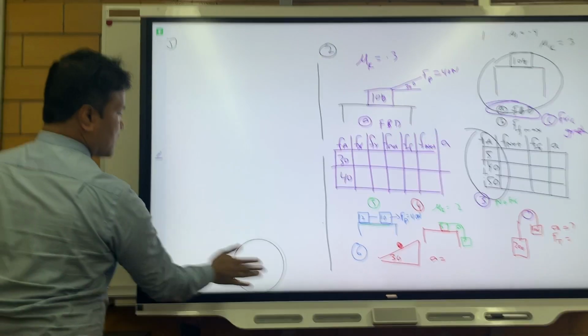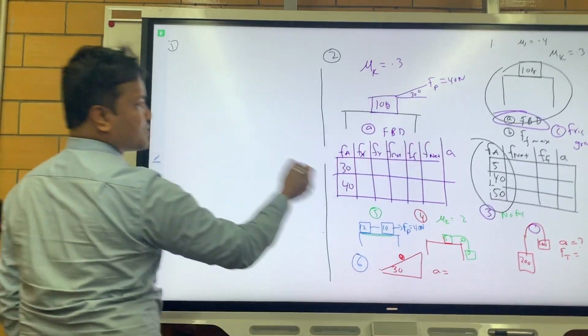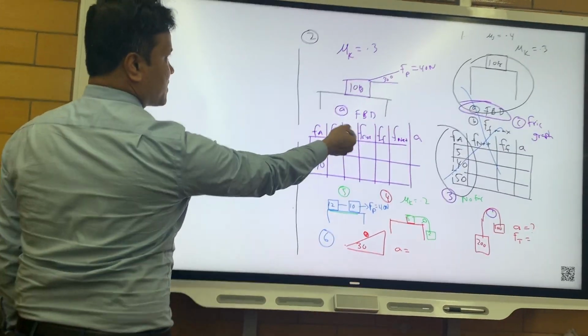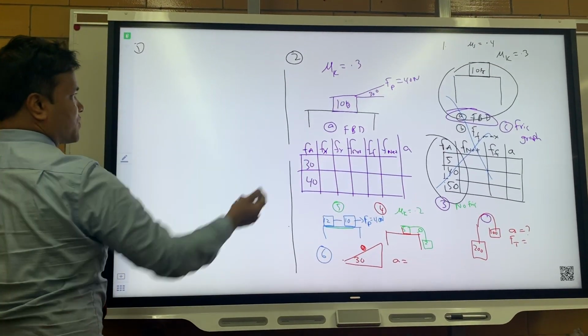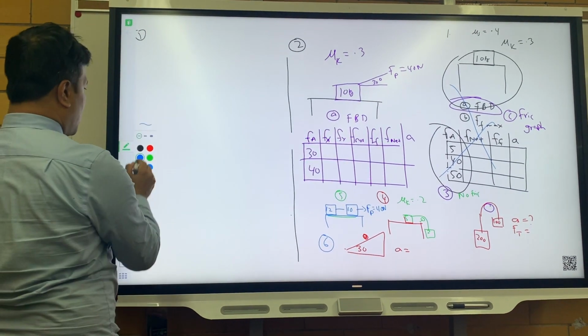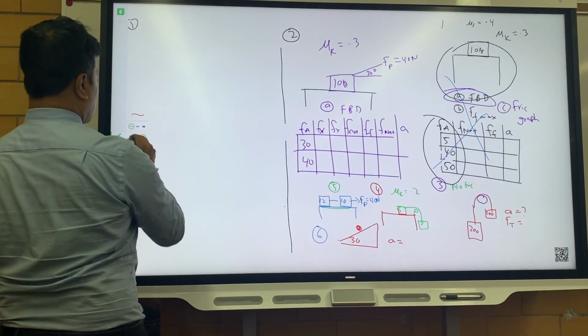So now we're going to do problem number 2. We're done with this one, now we're going to do this one. This one is so close, so I'm going to use this one. Alright, first we're going to draw the free body diagram.